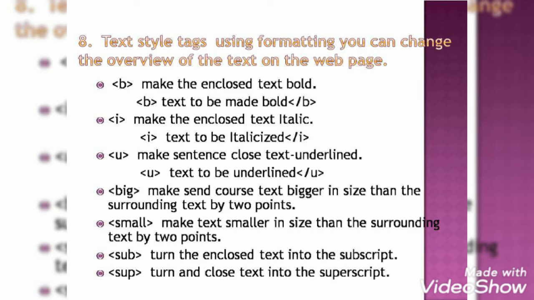So these are the different styling tags for styling the content. How you can use it, I told you: in the brackets you mention the tag, then you add the text, and at the end you have to close it. So this is how we can do text styling.